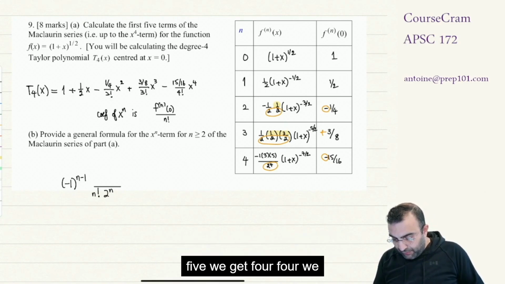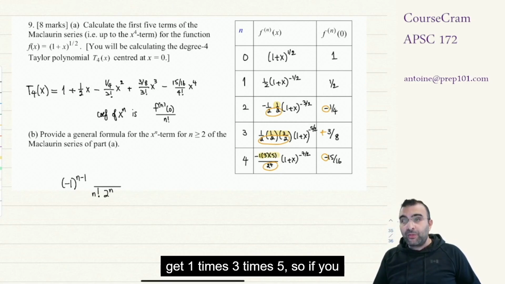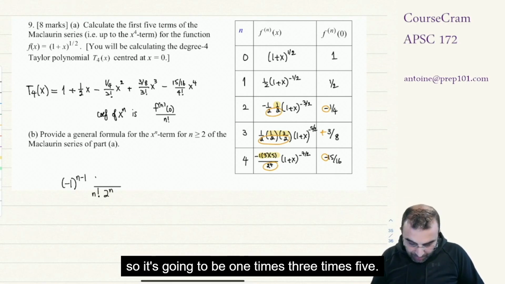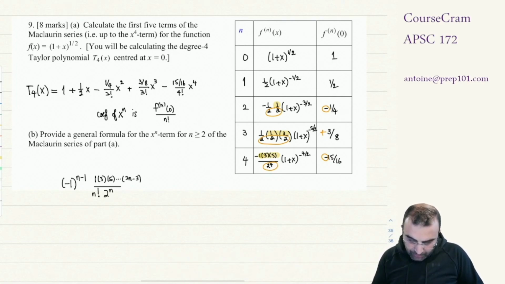And now here, for the 2 term we get 1, for 3 we get 1 times 3, for 4 we get 1 times 3 times 5. If you try this, and this takes a bit of trial and error, it's going to be 1 times 3 times 5. Where do we stop?